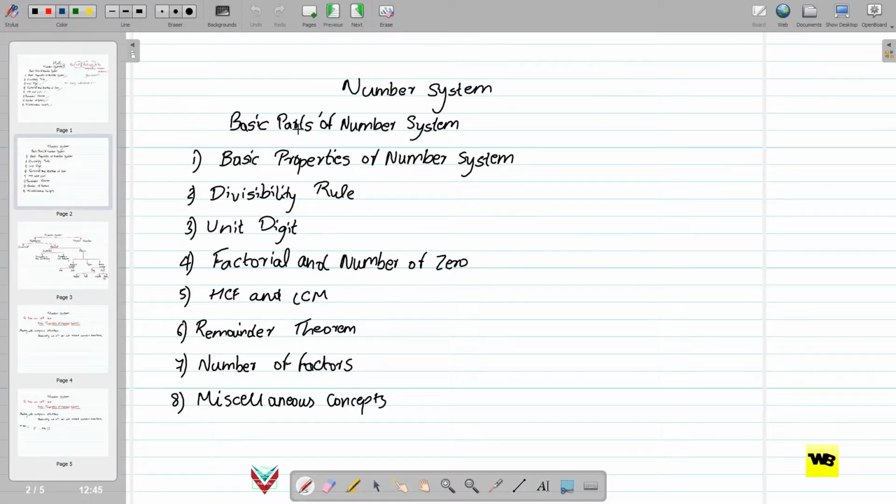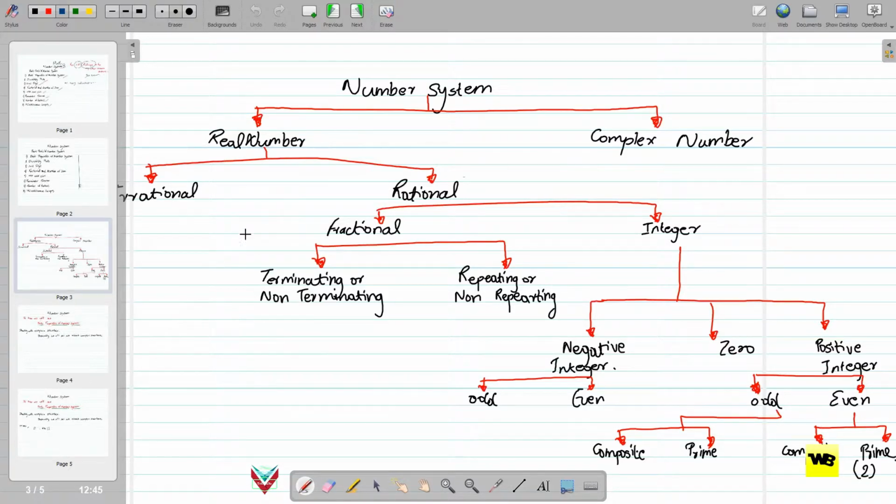As we have seen, number system has different parts, like basic properties of number system. We will go in this manner, and we will solve all the examples related to number system. So let's first see what number system exactly is. Number systems are divided into two types: real number and complex number.